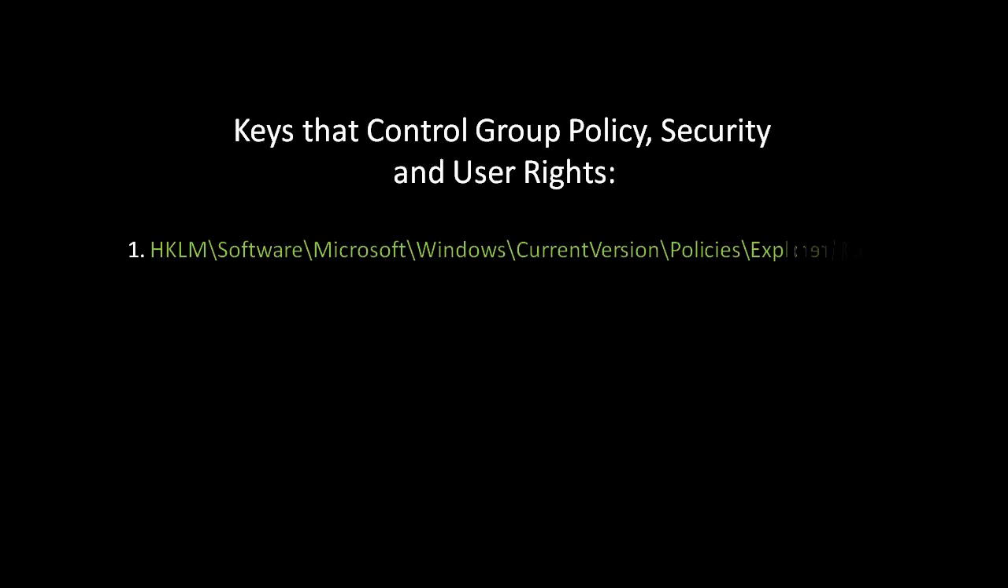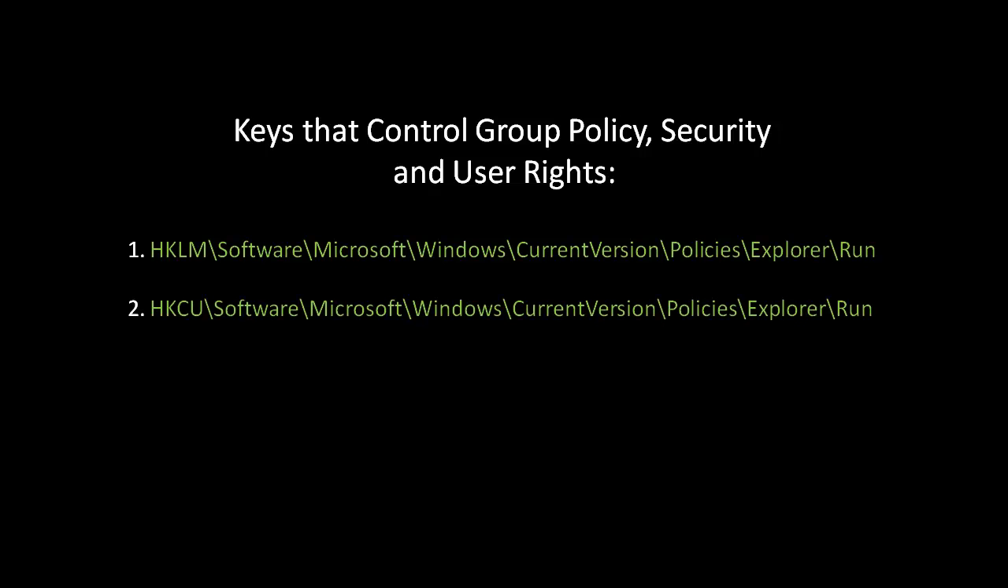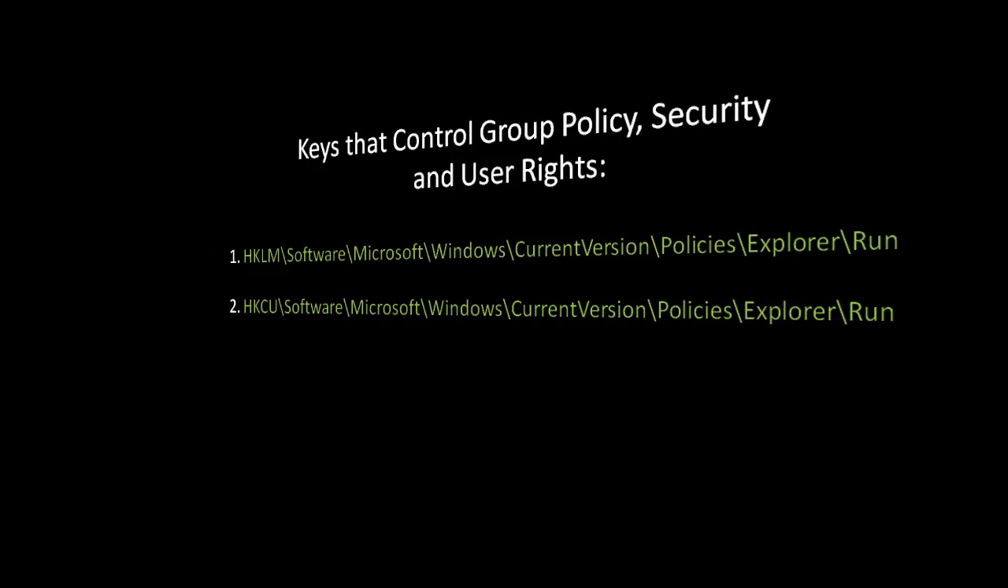Here are some keys that control group policies, security, and user rights. They are HK Local Machine Software Microsoft Windows Current Version Policies Explorer Run, and HK Current User Software Microsoft Windows Current Version Policies Explorer Run.